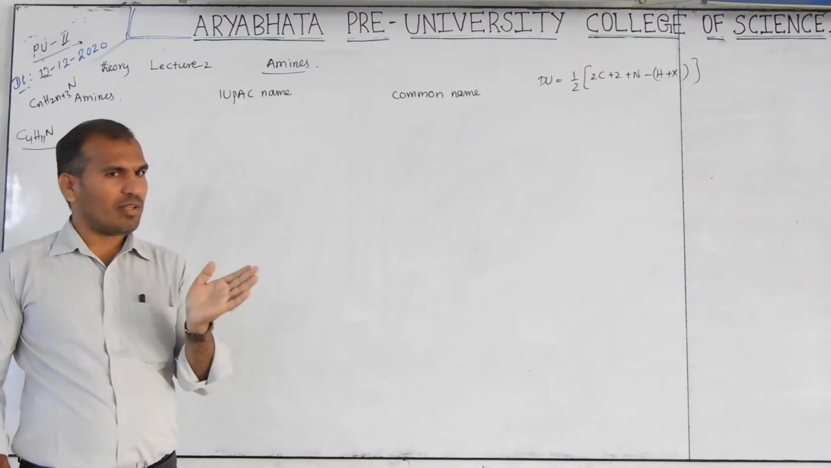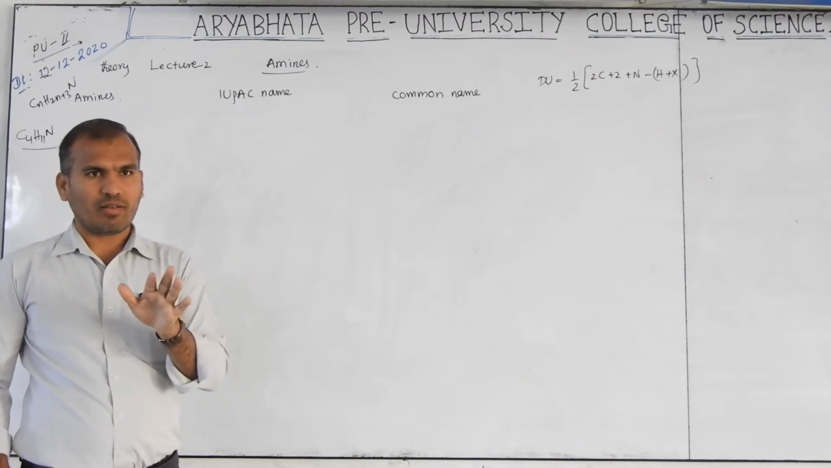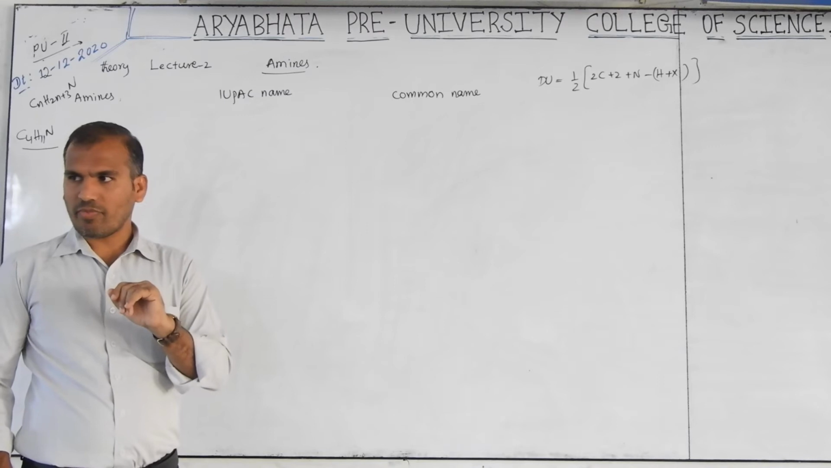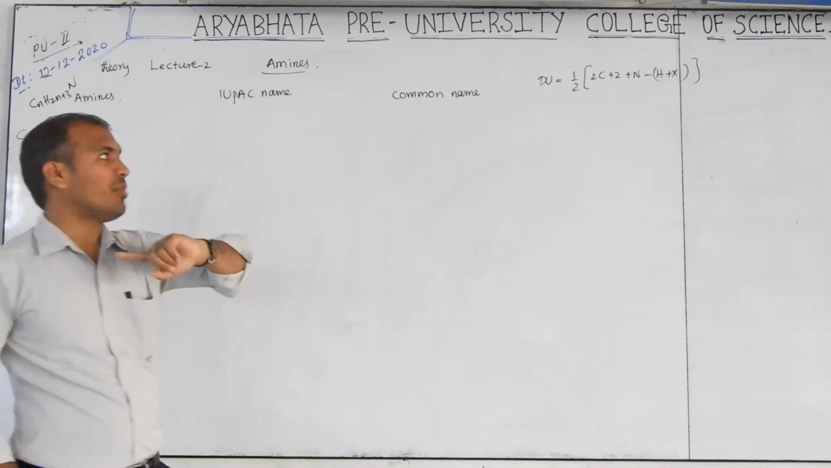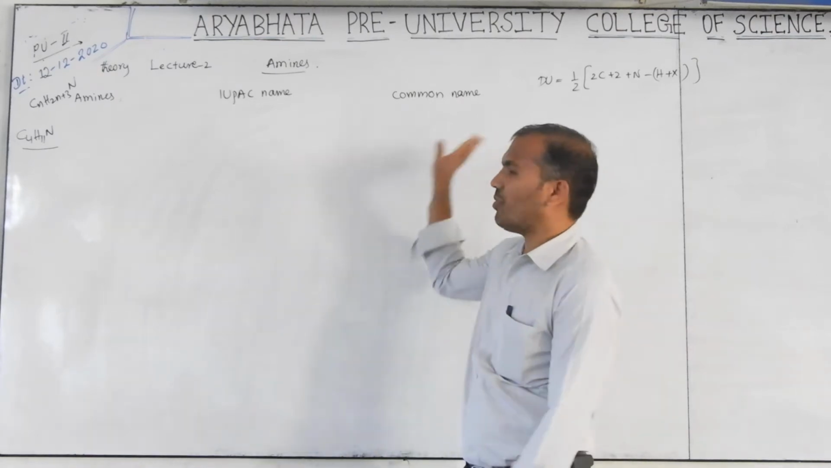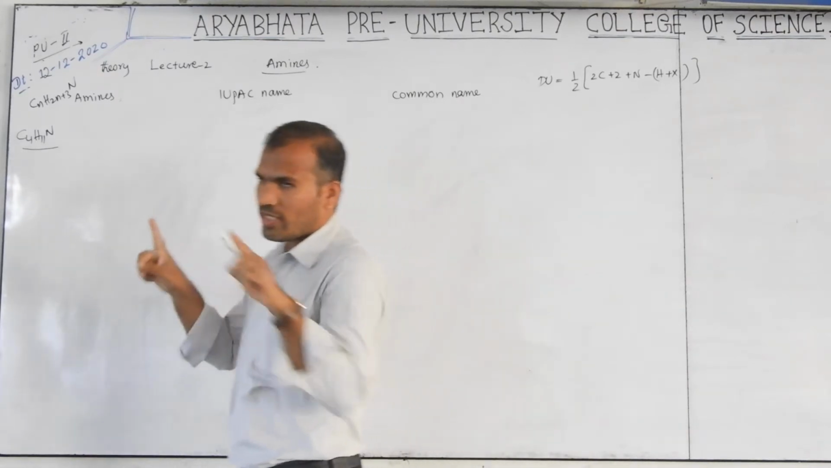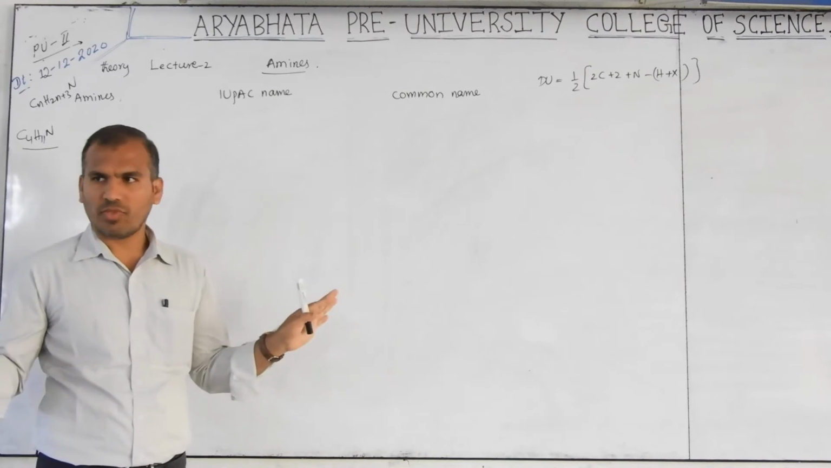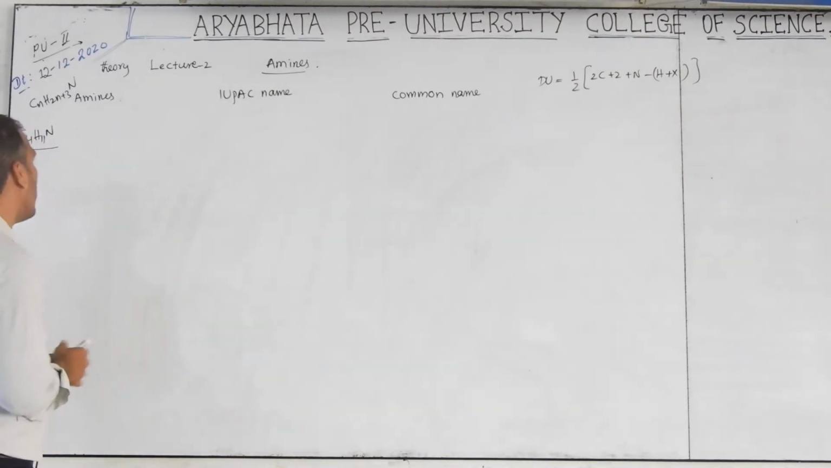So 11 minus 11. I will follow this one because somebody may not remember the formula. So you will get 0. 0 means there is no degree of unsaturation, no cycle, no double bond. Clear? So all are single bonded.